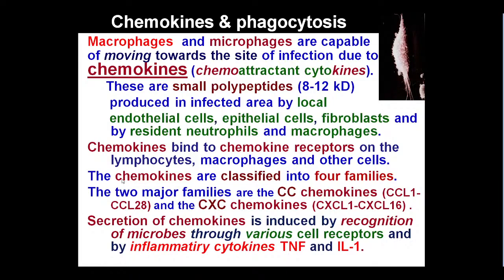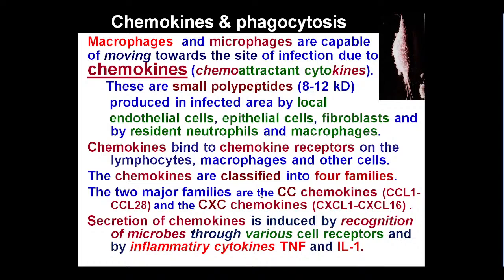Activity of the macrophages may be regulated by chemokines. Chemokines is a brief form of the term chemoattractant cytokines. Chemoattractant cytokines are small polypeptides, about 10 kilodalton in molecular weight, that are produced by many cells: local endothelial cells, epithelial cells, fibroblasts, resident neutrophils, and macrophages. All these cells produce cytokines, in this case chemokines, as chemoattractants, after activation by the pathogen-associated molecular patterns or damage-associated molecular patterns that serve as the markers of the foreign non-self. Cytokine production includes inflammatory cytokines, tumor necrosis factor, and interleukin-1.